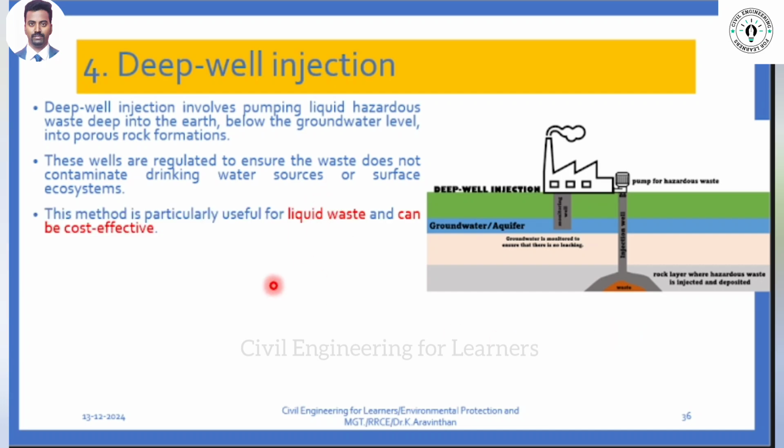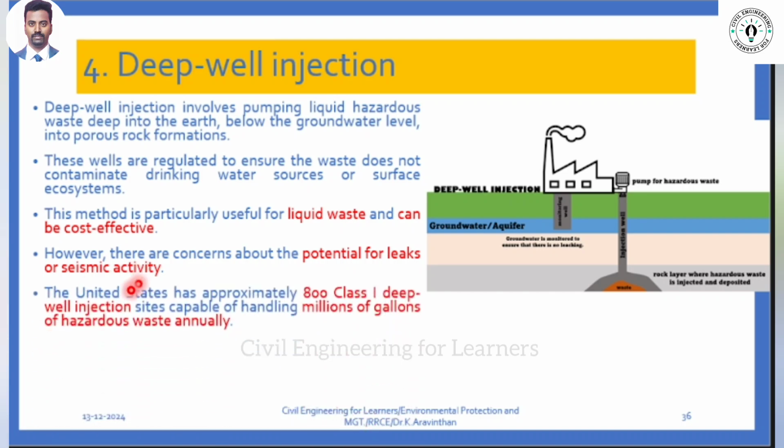Liquid waste injection can be cost effective, but there is potential for leak or seismic activity. I have told you some disadvantages. Seismic activity will be there. What is seismic activity? If they are making a large number of bores, the underground structure of the earth will get changed. So what happens? The vibration will be quick and seismic activity will come. What we mean by seismic is earthquake.